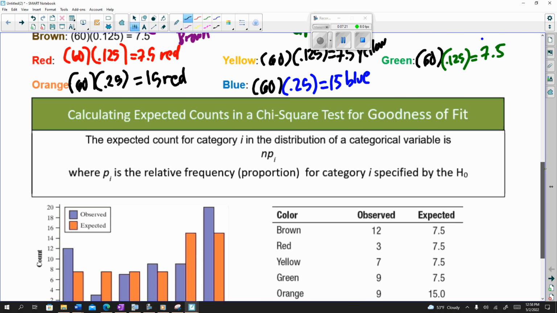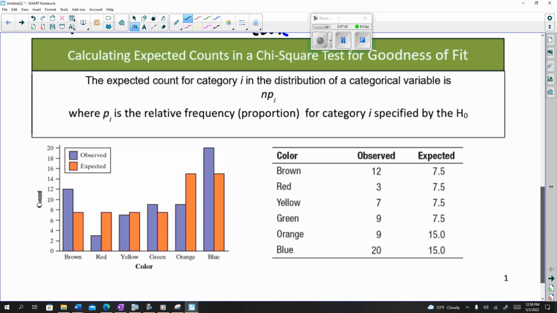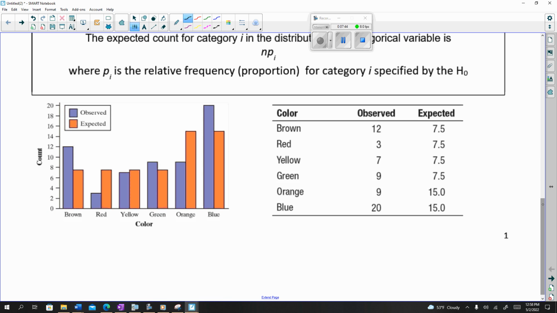Down below it shows what I just did to get my expected counts: I did n times p. That should sound familiar because that's the formula for the expected value of a binomial setting, n times p. There is a finite number of M&Ms, n, 60, and then you're multiplying by the advertised proportion, p.